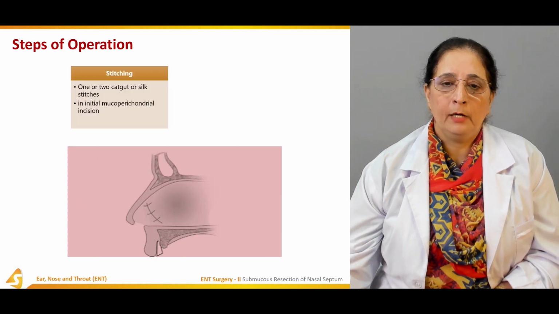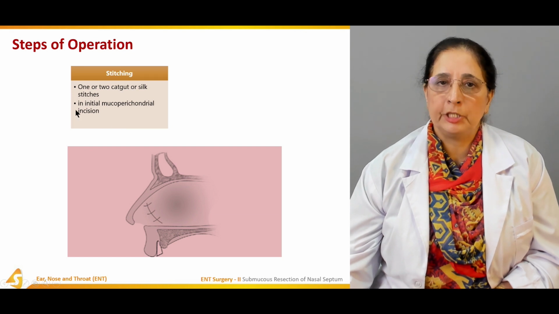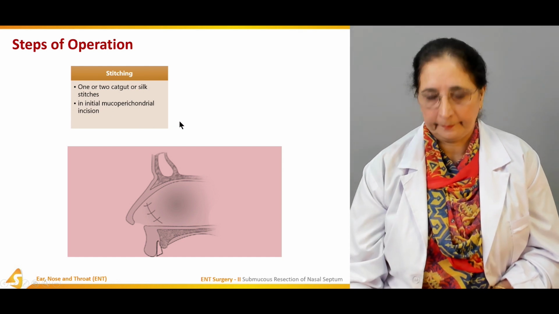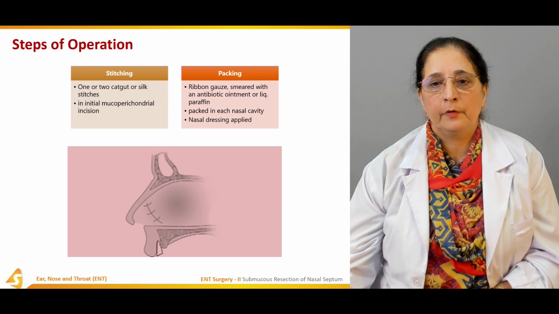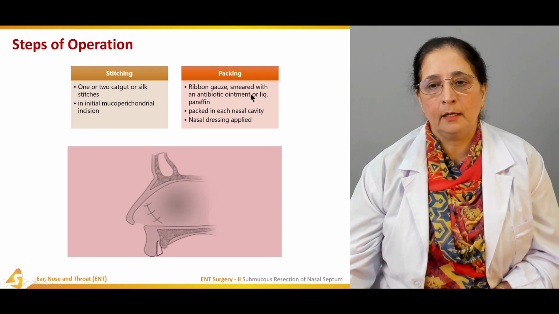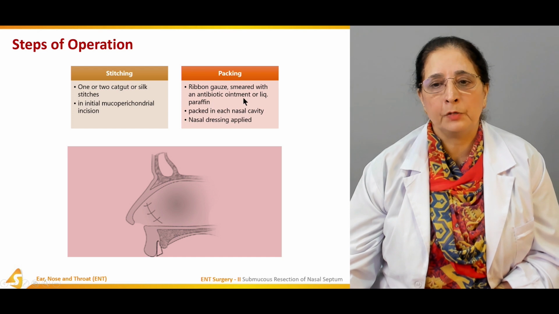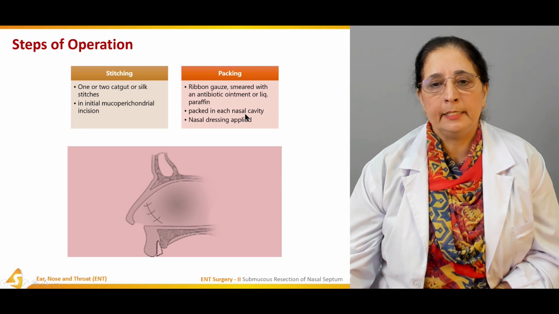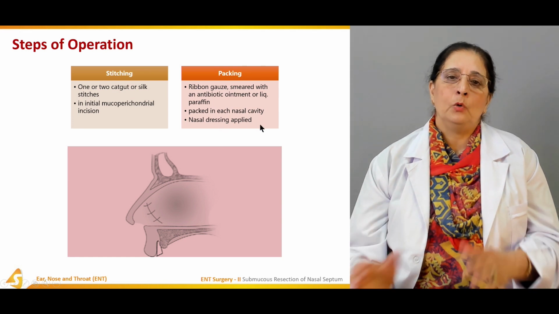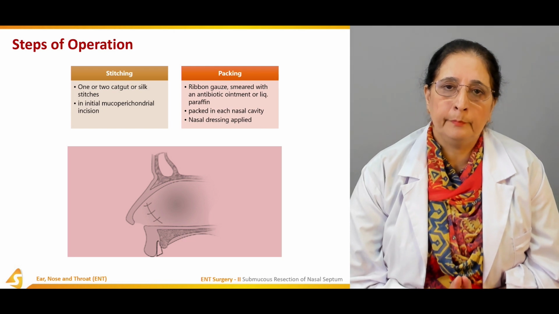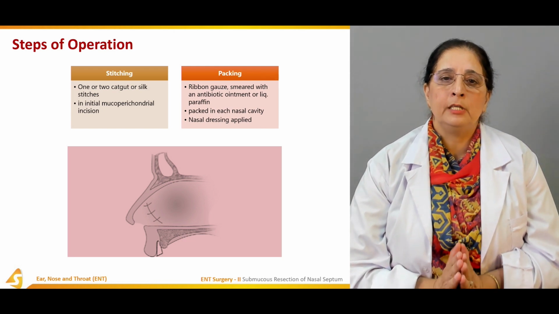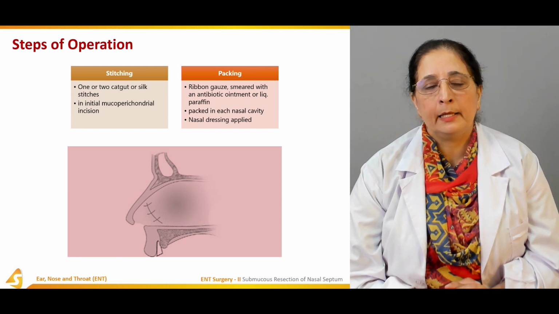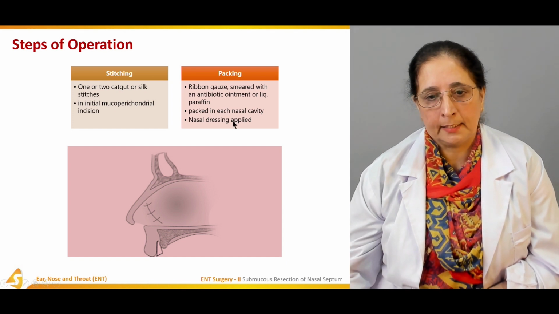Stitching: one or two catgut or silk stitches are used in the initial mucoperichondrial incision. Packing: ribbon gauze smeared with antibiotic ointment or liquid paraffin is packed in each nasal cavity, and nasal dressing is applied. So after the bone and cartilage are removed, we do the stitching, then packing is performed, and then nasal dressing is applied. Here you can see the stitching.